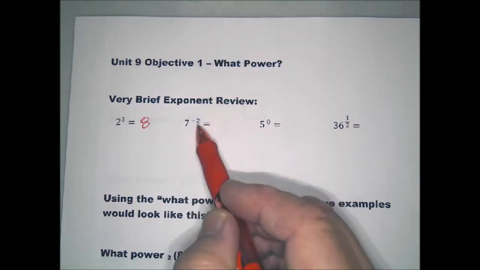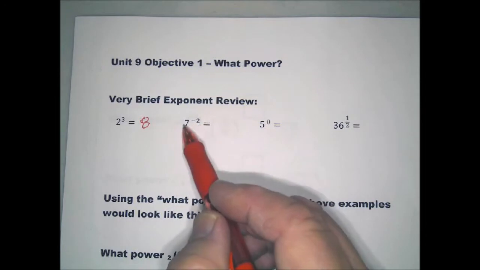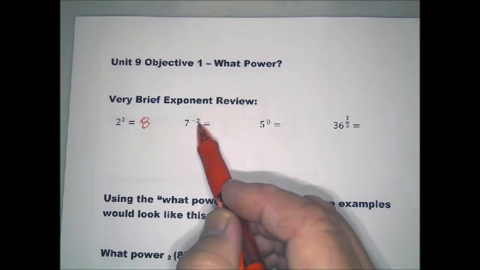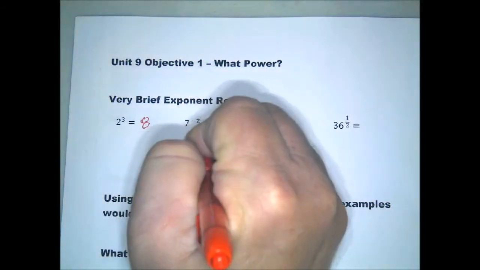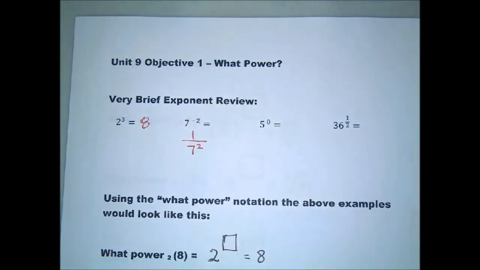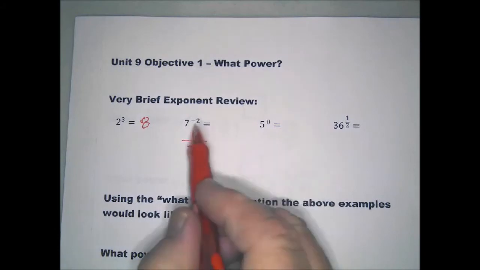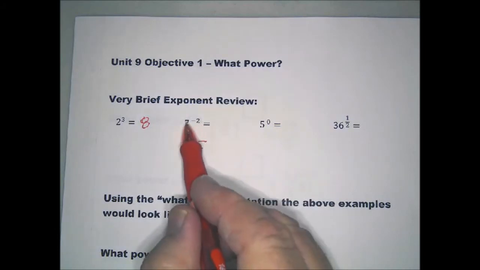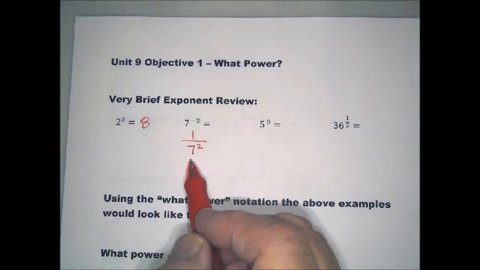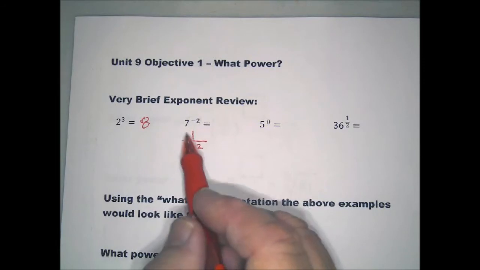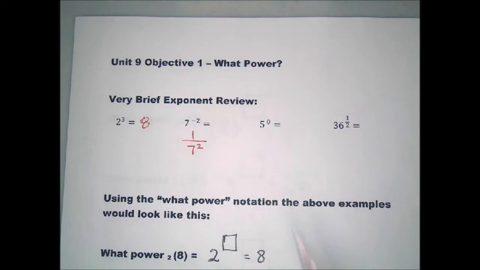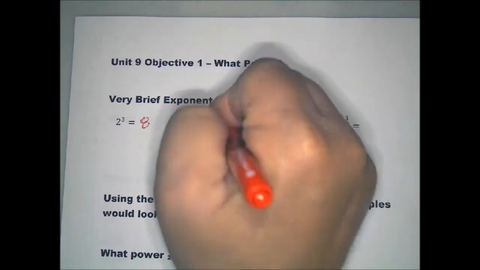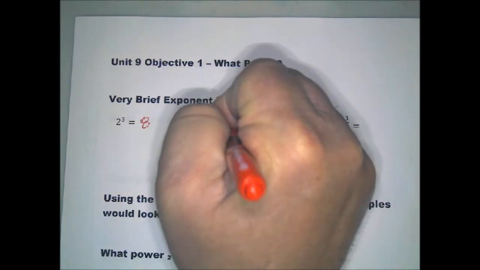Okay, when the exponent is negative, 7 raised to the negative 2 is the same thing as 1 over 7 squared. So if it's a negative exponent, it takes the base and moves it down to the bottom, unless it's already down in the bottom, and then it moves it up to the top. So 7 raised to the negative 2 power is 1 over 49.